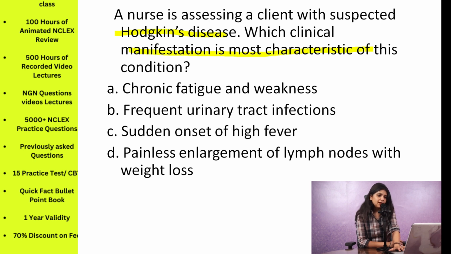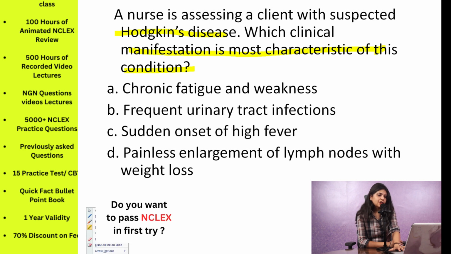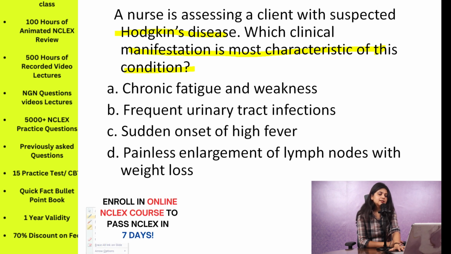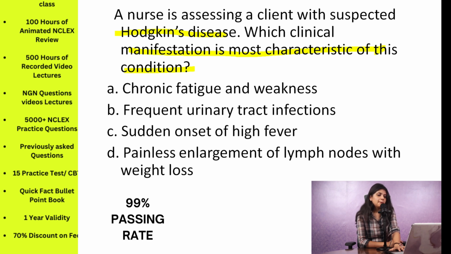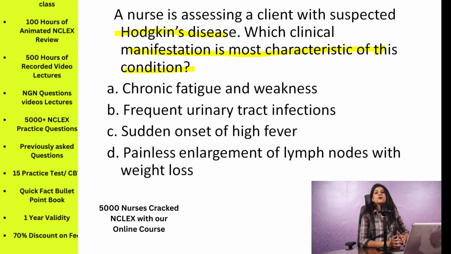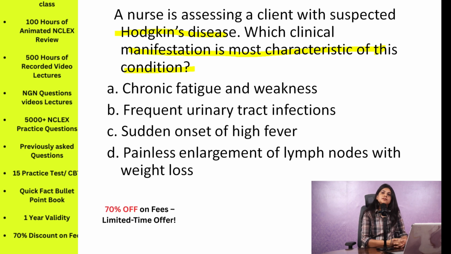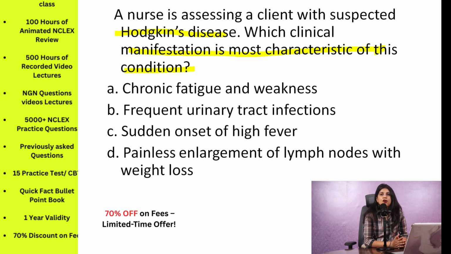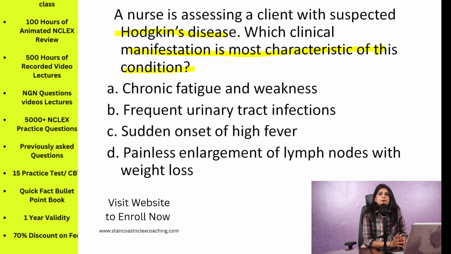A. Chronic fatigue and weakness. B. Frequent urinary tract infections. C. Sudden onset of high fever. D. Painless enlargement of lymph nodes with weight loss. Answer: D. Rationale: Hodgkin's disease is a chronic progressive neoplastic disorder of lymphoid tissue.